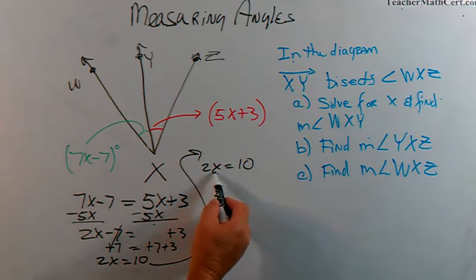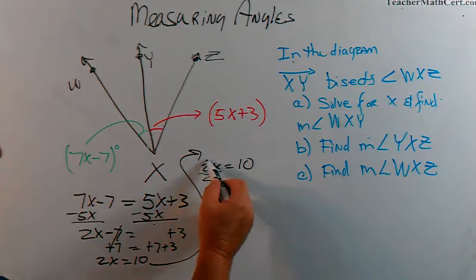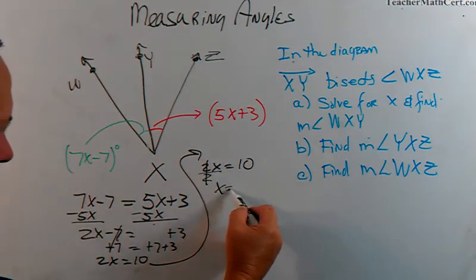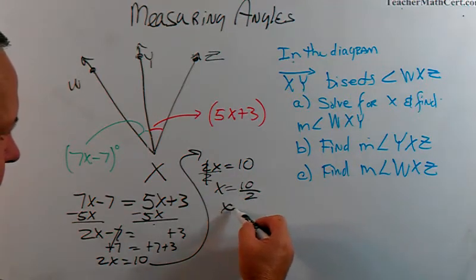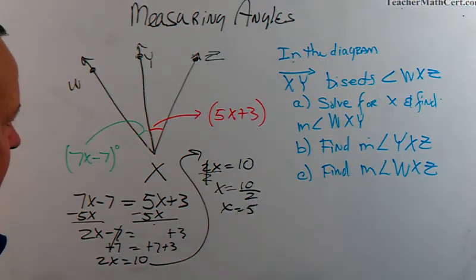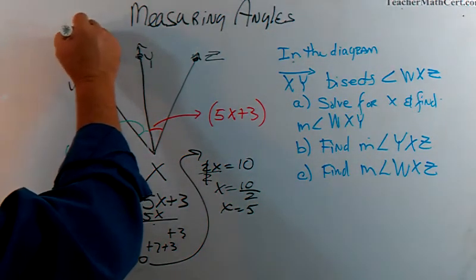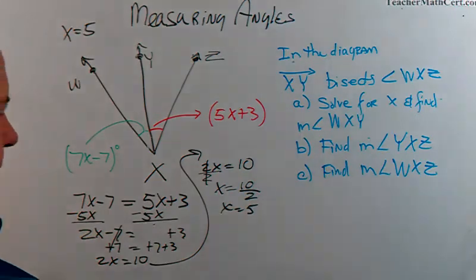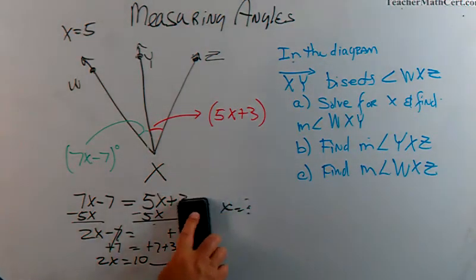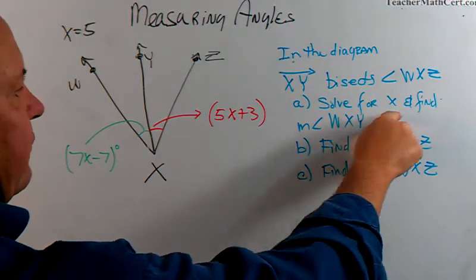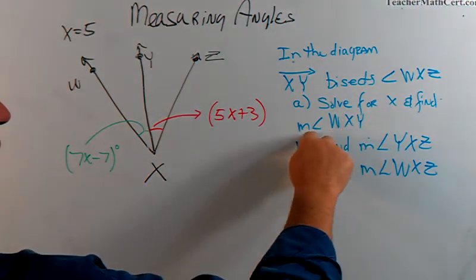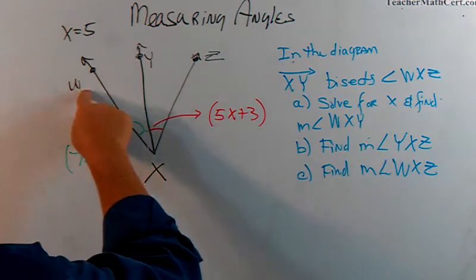What's the relationship between the 2 and the x? They're being multiplied. How do we get rid of the 2? We divide. That goes to 1. X is equal to, whatever we do to the left side, we've got to do to the right, 10 over 2. X is equal to 5. Alright? Let me clean this up a little bit. Let me write this up here. X is equal to 5. And then let's see what they want us to do. Solve for x and find the measure of angle WXY.